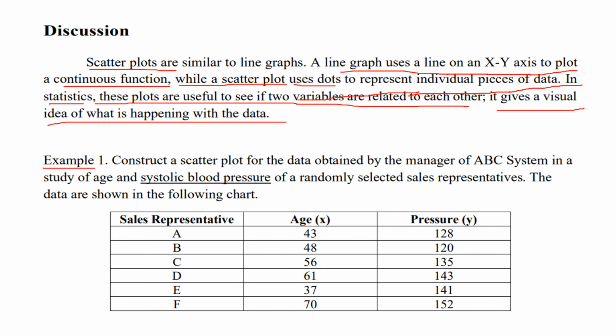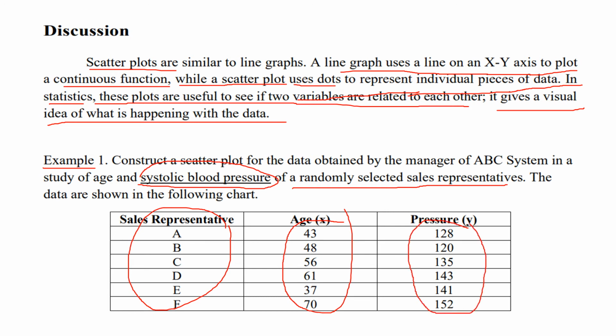So for example number one, construct a scatter plot for the data obtained by the manager of ABC system in a study of age and systolic blood pressure. We're dealing with the systolic blood pressure of randomly selected sales representatives. The data are shown in the following chart. In the first column, these are the sales representatives A to F, their corresponding age in the second column, and the corresponding systolic blood pressure in the third column.